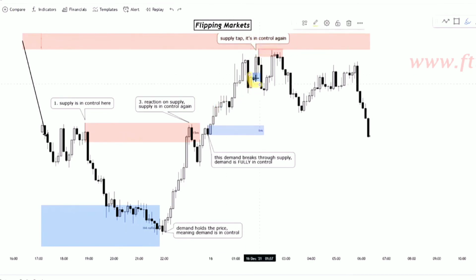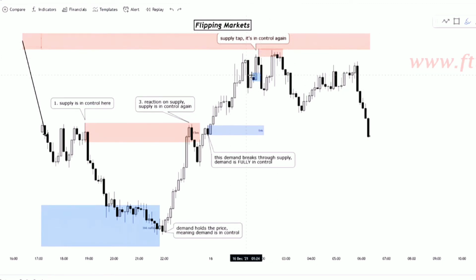And as you can see, we have this last demand zone right here, which created the inefficient movement and the breakout structure to the upside. And price broke through that zone with this movement, with this inefficient movement, after the supply tap. So what do we know about zone breaks?